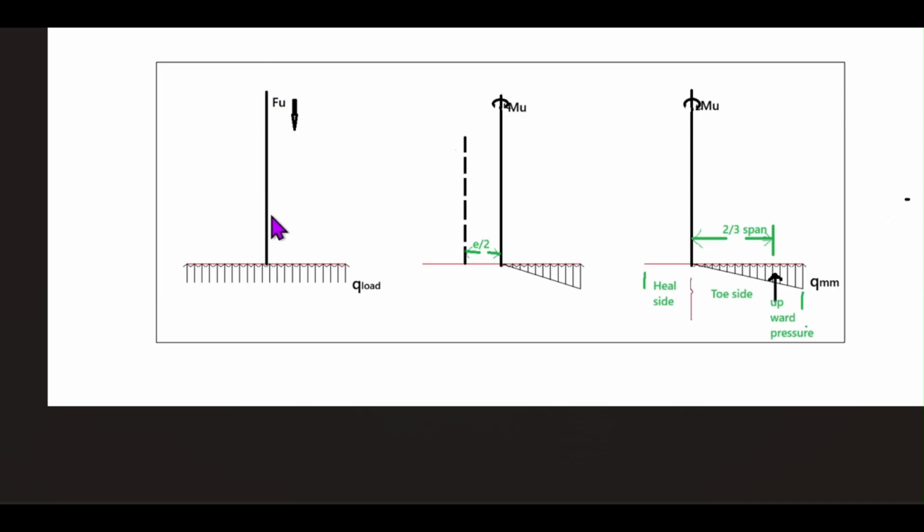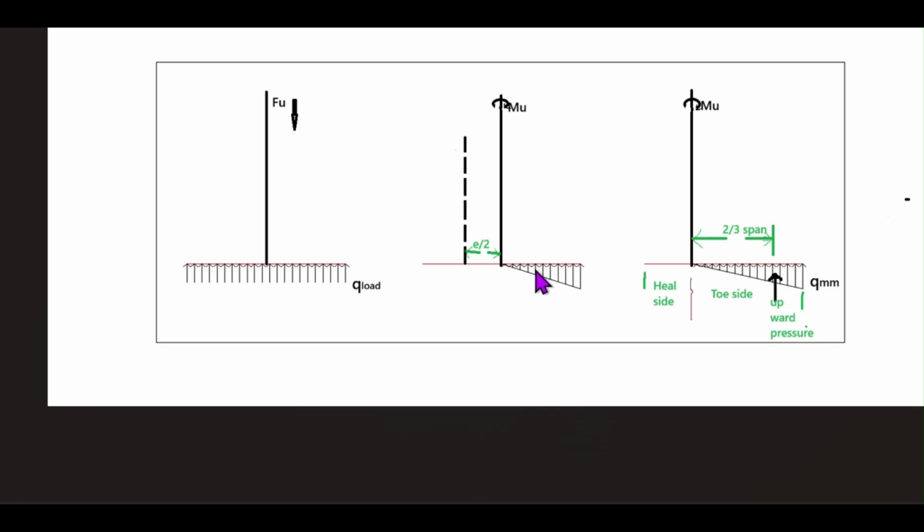This vertical line is the column. This horizontal is the column footing slab. The Fu is the vertical load. The Mu is the moment. If this moment is applied like this, it will give a turning to the right side, and so the stress will develop on the right side at a higher level. Going towards the center, the stress will go on reducing in a triangular way.